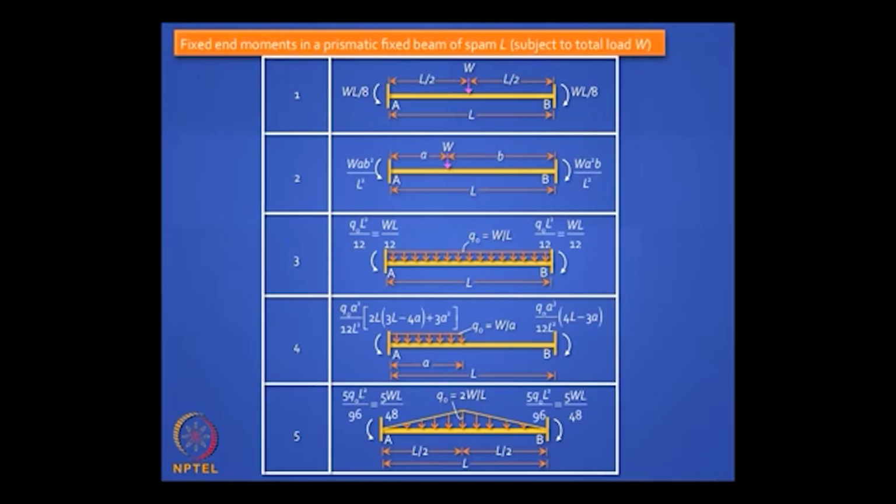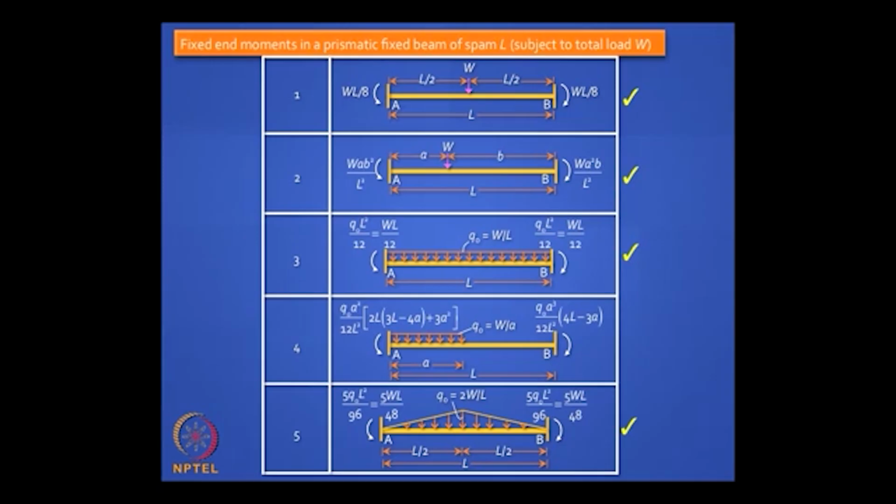So you need to know fixed end moments under various loading conditions. They are available in many handbooks. In the book that I referred to, it is all available in a table, so in practice you can look at these and pick them up, but you should know at the very least some standard load cases like these.